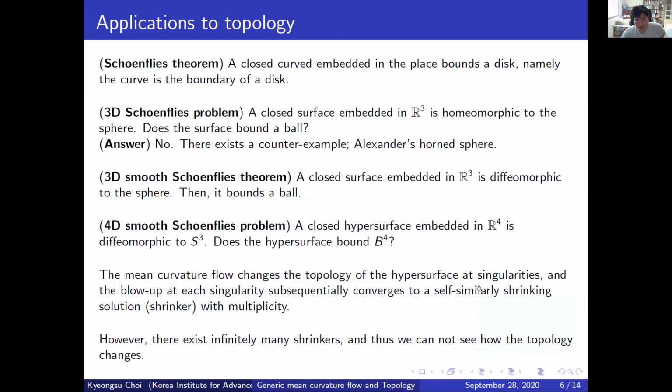And especially, this is a parabolic PDE, so the blow-ups are self-similar solutions, self-shrinkers. And hopefully we can classify all self-shrinkers to see the topology changes. But that was the hope. Soon we realized that there are infinitely many shrinkers. So unfortunately, if we just consider mean curvature flow, then we cannot classify all self-shrinkers, and then we cannot study the topology changes through the singularity. Then how should we proceed?